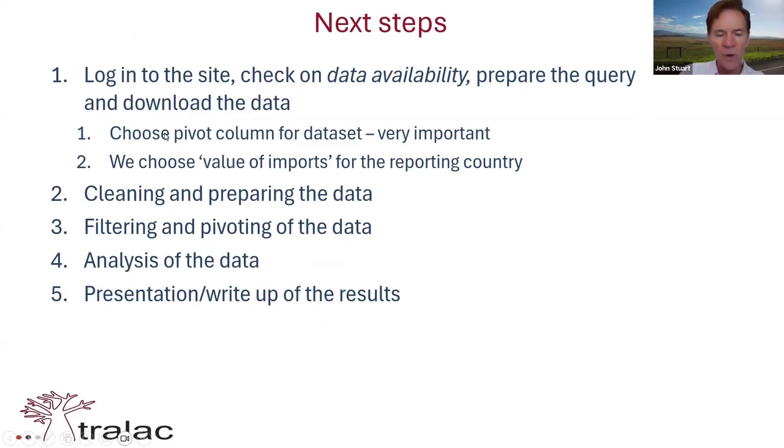And then when downloading the data, you choose your pivot column for the data set, which basically just gives you a values column, and everything is relative to that. I chose the value of imports for the reporting country because we've only got one of those per reporting country, but we have multiple tariffs for the reporting country for every partner country.